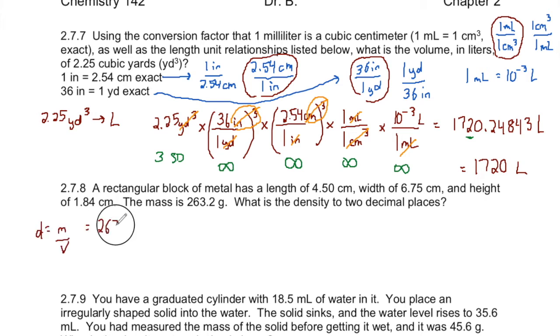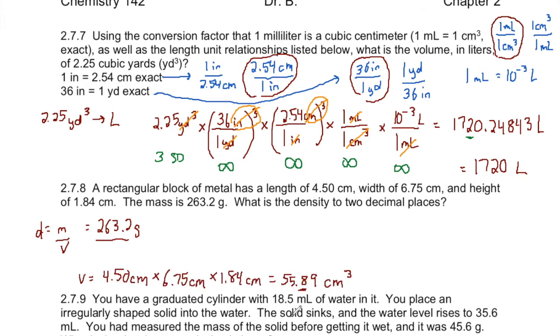This next one is calculating density. We have the mass of a rectangular block of metal, 263.2 grams. We need the volume so that we can calculate the density. The volume is the length times the width times the height.